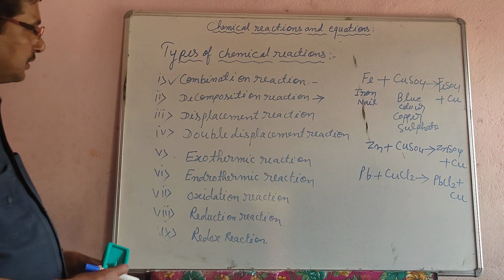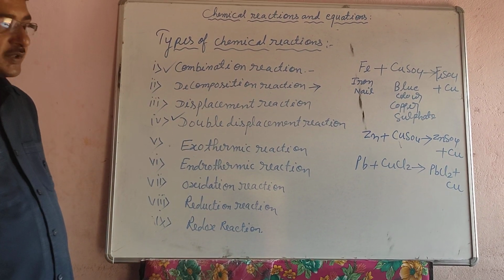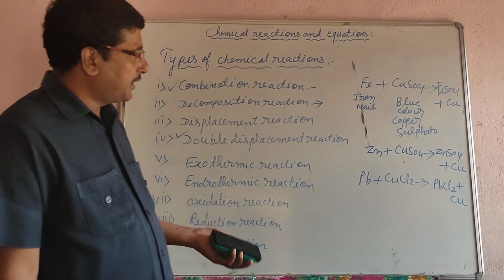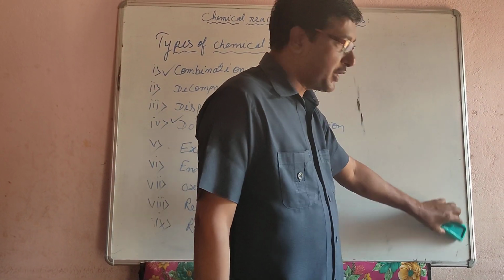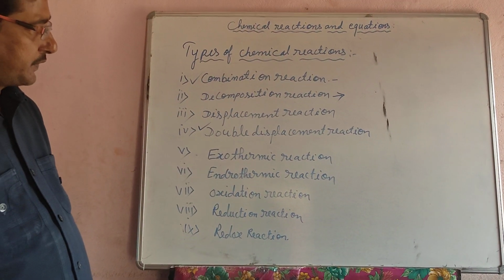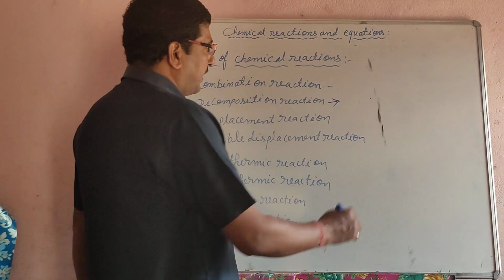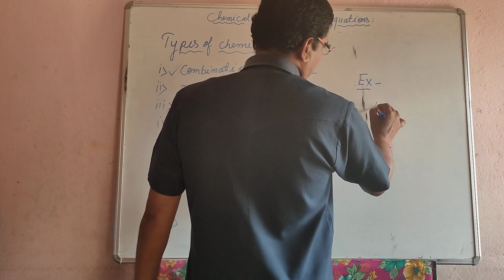Next, we come to the double displacement reaction. What happens in the double displacement reaction? In the double displacement reaction, exchange of ions between two ionic compounds takes place. Let us see an example of the double displacement reaction.